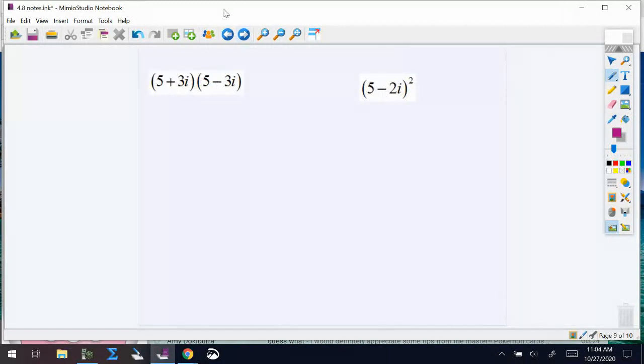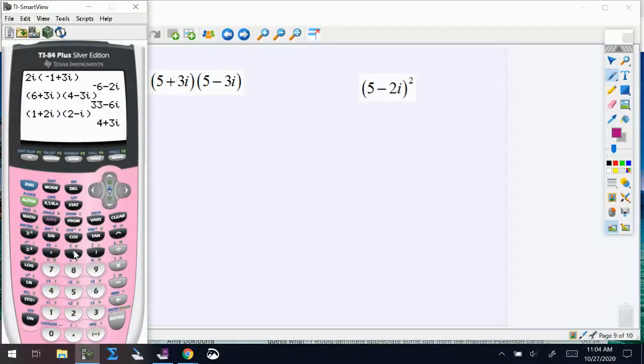A couple special types really don't change your process at all. If you're multiplying two binomials where they're identical except for one is a plus and one is a minus, you're going to notice that you get a very simple answer. And I just want to do one like that just so you expect it and don't think you did something wrong. So you're going to type in 5 plus 3i in parentheses and then 5 minus 3i.